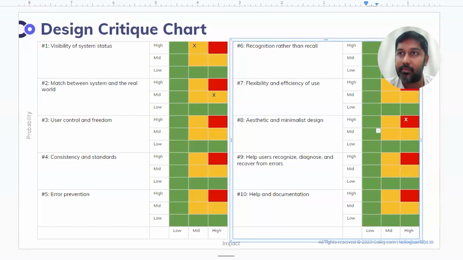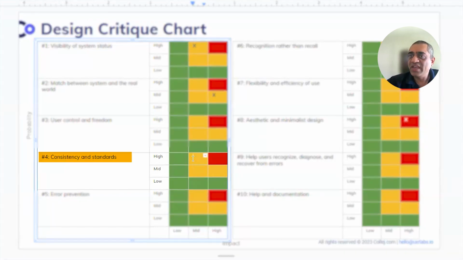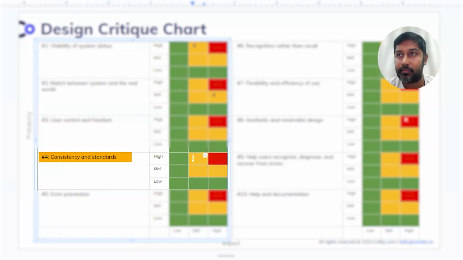Right. So if you look at consistency in standards, where would it come in? Everybody's going to see this screen. Now, how severe of an issue is it? Consistency in standards is just as severe, probably much higher, because every time people come in, even if I'm a returning user, I'm going to have the same issue. So I would say consistency in standards is also high.